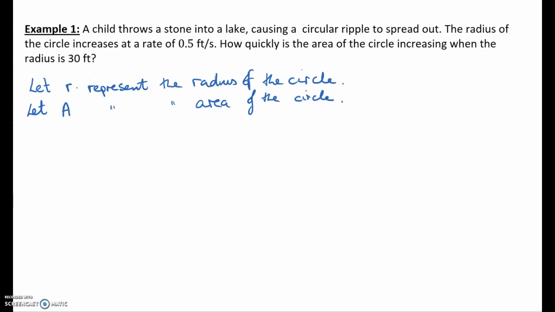Well, the first thing that we said to do was to write down the given rate and the required rate. Okay, so the given rate here, what is changing? The radius of the circle increases at a rate of 0.5 feet per second. Now we have to write that as a derivative. So the radius is the thing that's changing, and it's changing with respect to time, because the unit is feet per second. So it's a radius with respect to time.